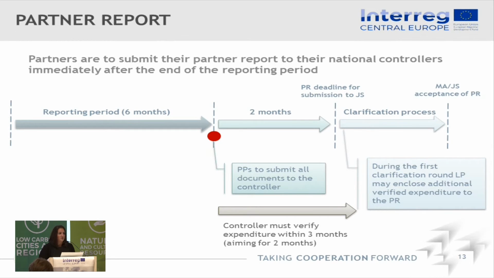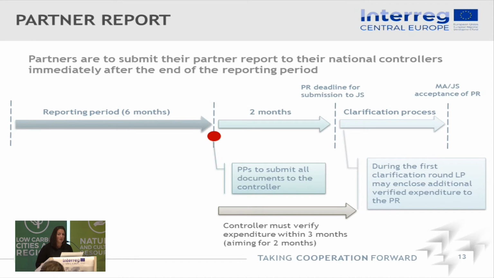As you might know, from the end of the reporting period there are 2 months for the lead partner to submit the progress report to the Joint Secretariat. In these 2 months, the controller must verify expenditure. According to regulations, the controllers have 3 months and not 2 months to verify the expenditure. However, we have always told the controllers that they should aim at 2 months. In the previous programming period, in most cases, we did not have any problems with the controllers actually performing within those 2 months.